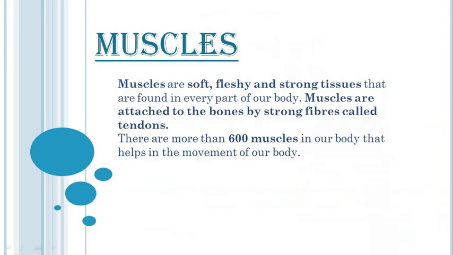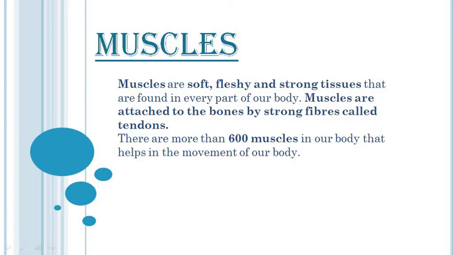muscles. Muscles are soft, fleshy and strong tissues that are found in every part of our body, and muscles are attached to the bones by strong fibers called tendons. As you all know, our body is made up of cells and tissues, so muscles are a strong tissue, soft and fleshy, and found in every part of our body. And as you know, two bones are joined together with a special type of tissue known as ligament, same as our bones are attached to the muscles by the strong fiber called tendons. Tendons attach muscles to bones, whereas ligaments attach bones to bones.